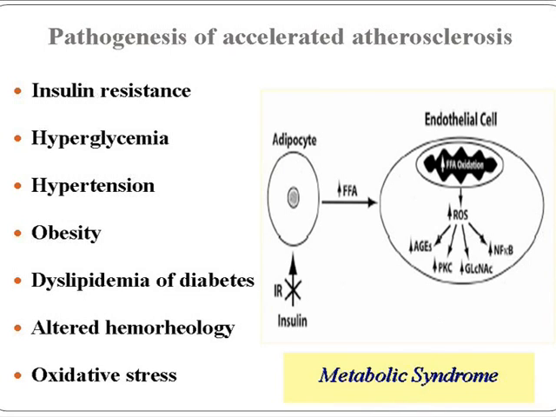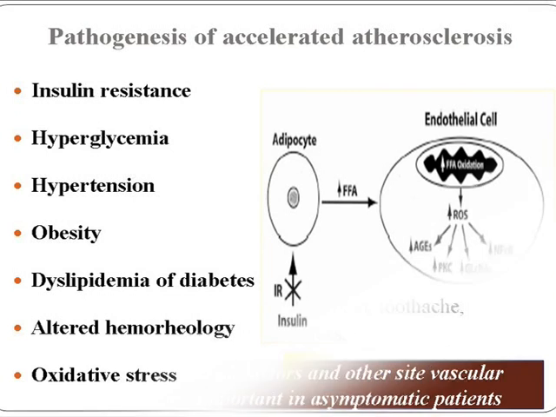So, insulin resistance is thought to be one important underlying mechanism which predisposes to an environment where we get more coronary artery disease. The coexisting hyperglycemia, hypertension, obesity and dyslipidemia of diabetes, the altered hemorheology of diabetes, including an increase in pro-atherogenic factors, and in addition the oxidative stress, all as a conglomeration of metabolic syndrome, accelerate this atherosclerosis.